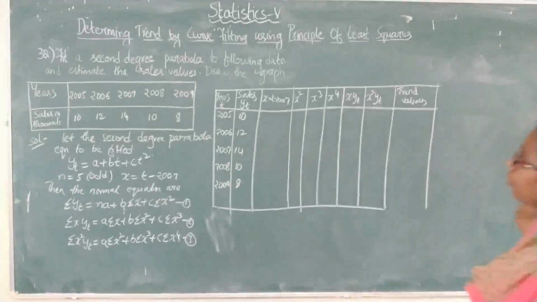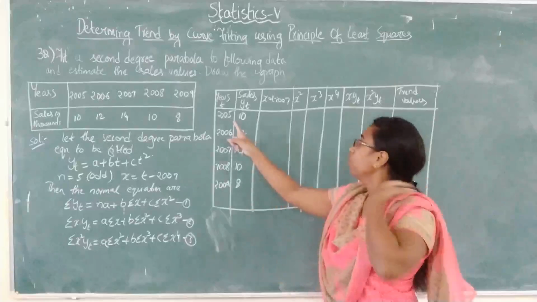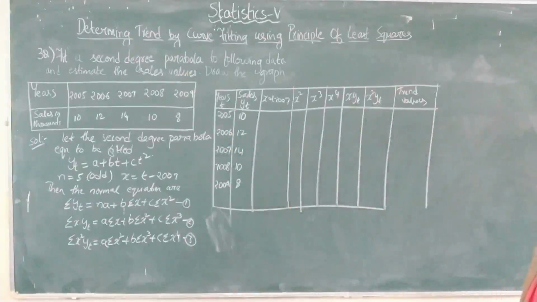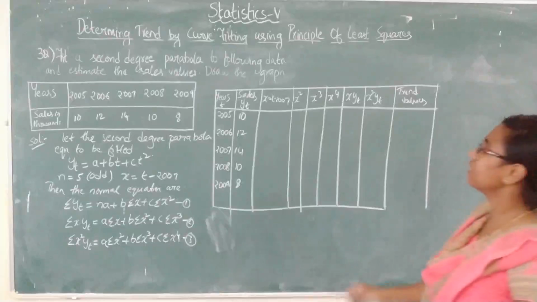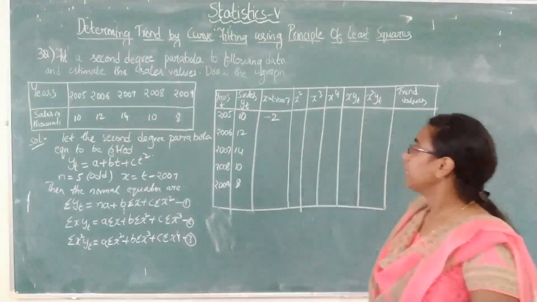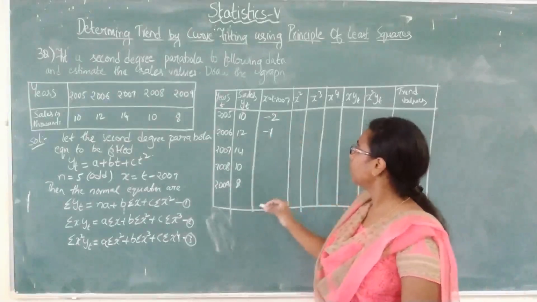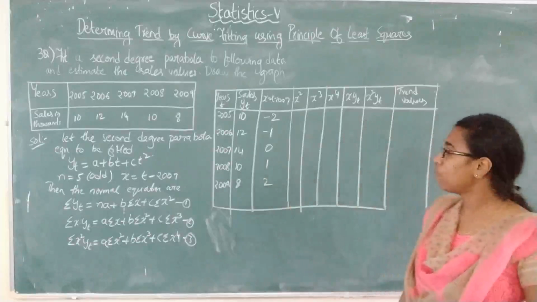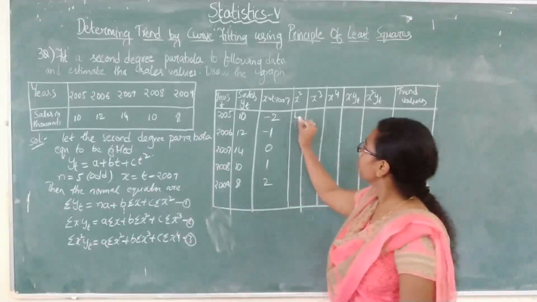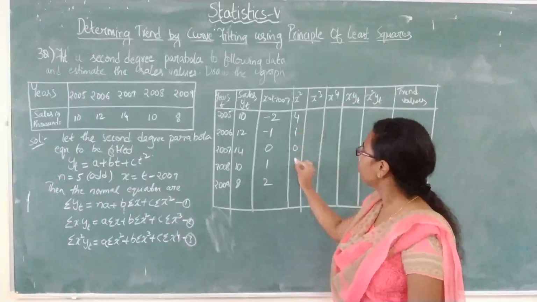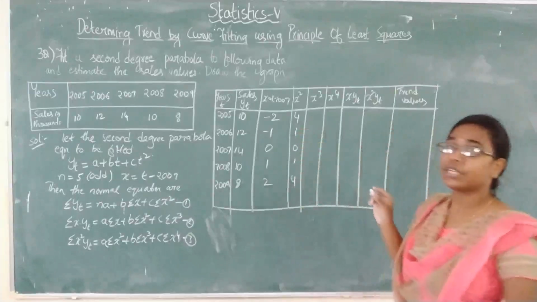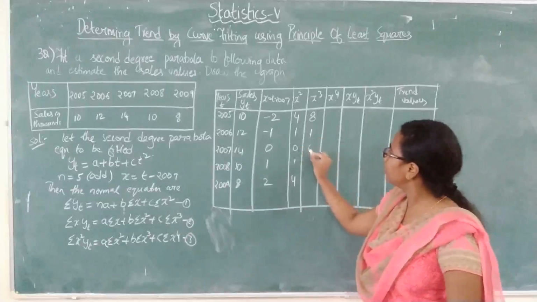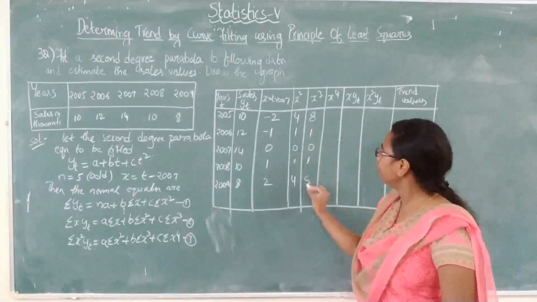Now coming to the x values, what is the first t value? 2005. So 2005 minus 2007, that is minus 2. Next 2006 minus 2007 is minus 1. 2007 minus 2007 is 0, then 1, 2. Now we got the x values. Next find out x square. Minus 2 square is 4, minus 1 square is 1, 0, 1 and 4. Similarly x cube. 2 cube is 8, 1 cube is 1, 0, 1 and again 8.